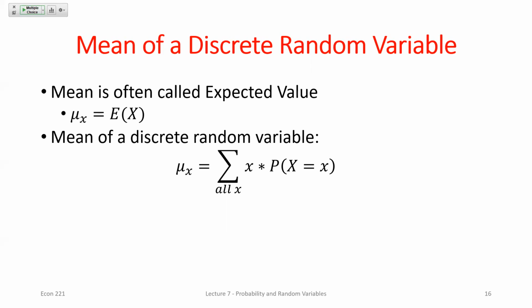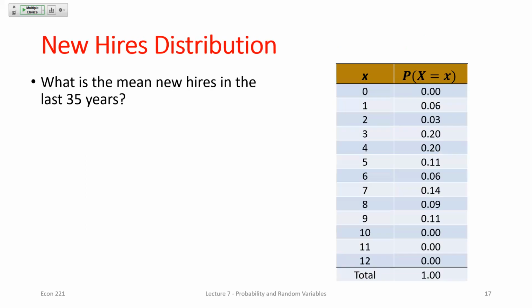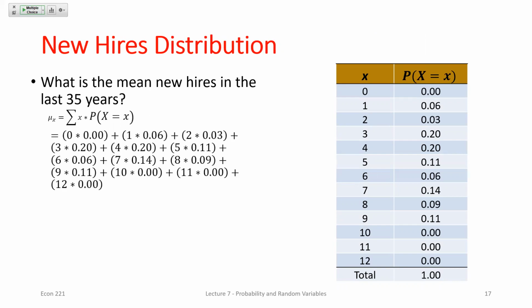I'll show you one other idea here. Well, I'll show you the hard one and I'll show you the easy one. Okay. So I already talked about this. All right, so how would I find the mean number of new hires? Go through every x value, multiply it by its probability, add them up. So 0 times 0, plus 1 times 0.06, plus 2 times 0.03. Go through every single possible x value, add them all up, and I'm done. There's no denominator. Any questions on this process?